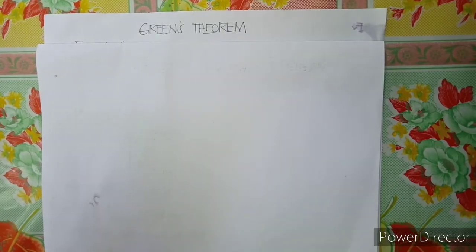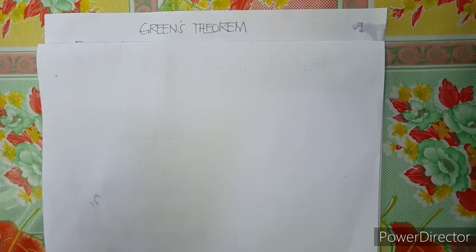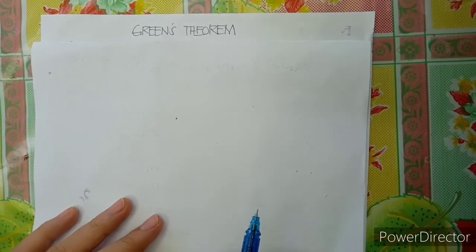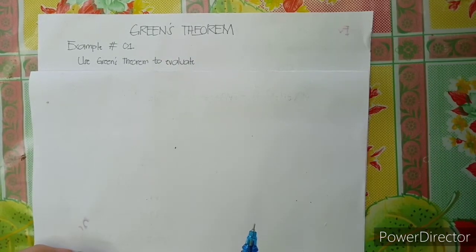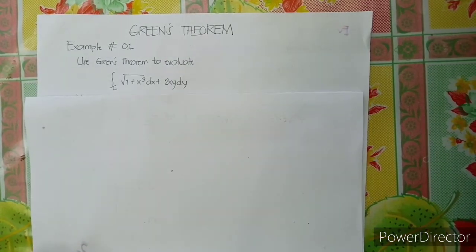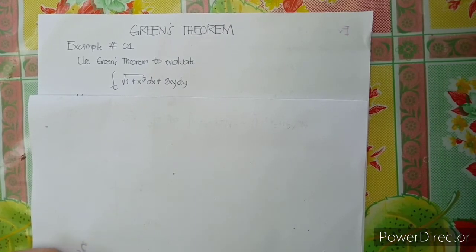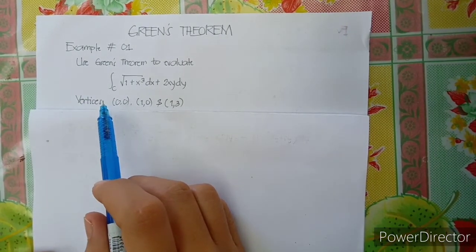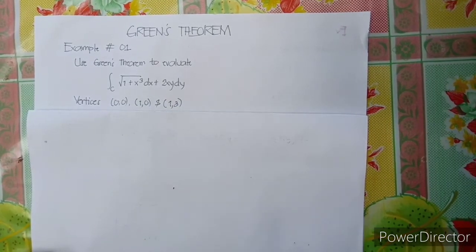If a line integral is given, it is converted into a surface integral or a double integral, or vice versa, using this theorem. Let's proceed to the examples of Green's theorem. Example number 1. Use Green's theorem to evaluate the given line integral of square root of 1 plus x cubed dx plus 2xy dy, where C is the triangle with the vertices (0, 0), (1, 0), and (1, 3), oriented clockwise.